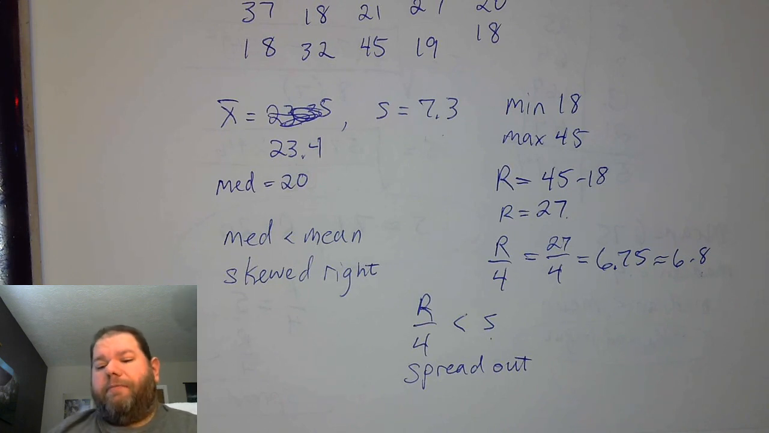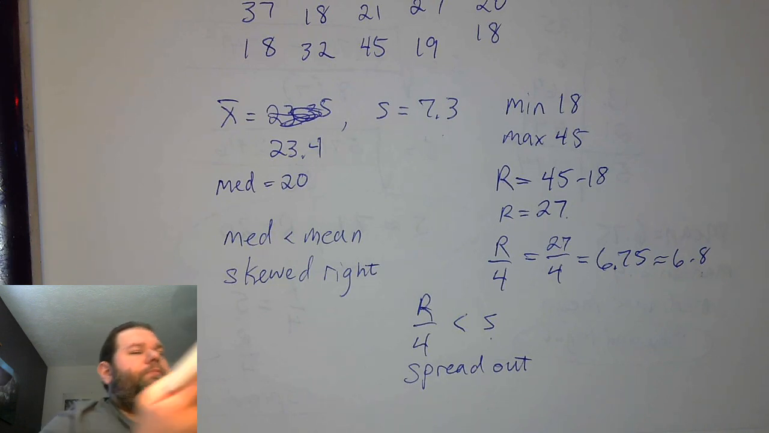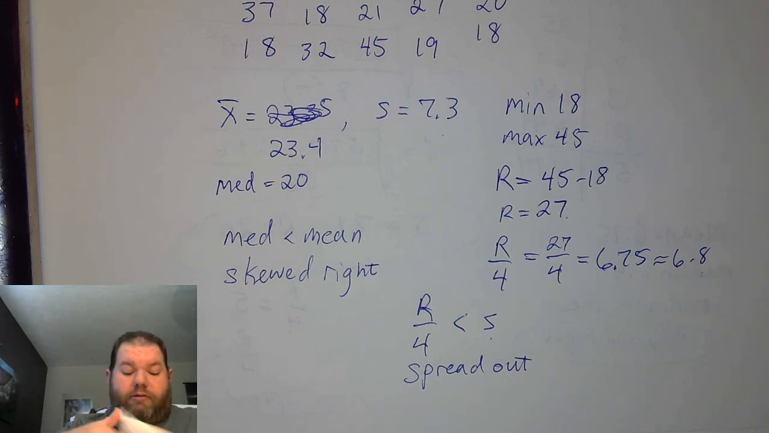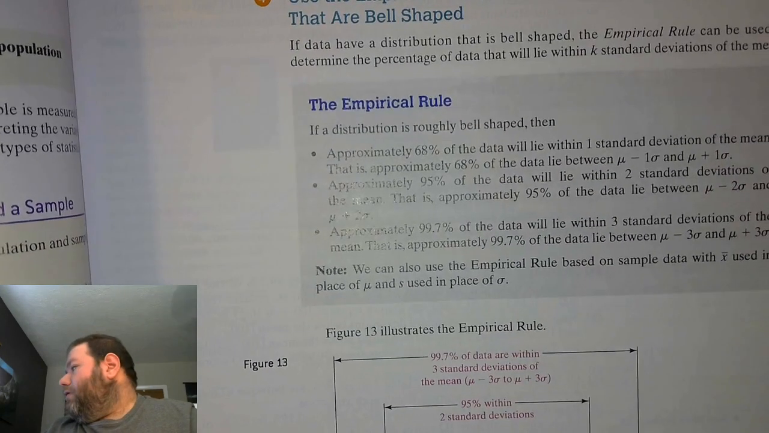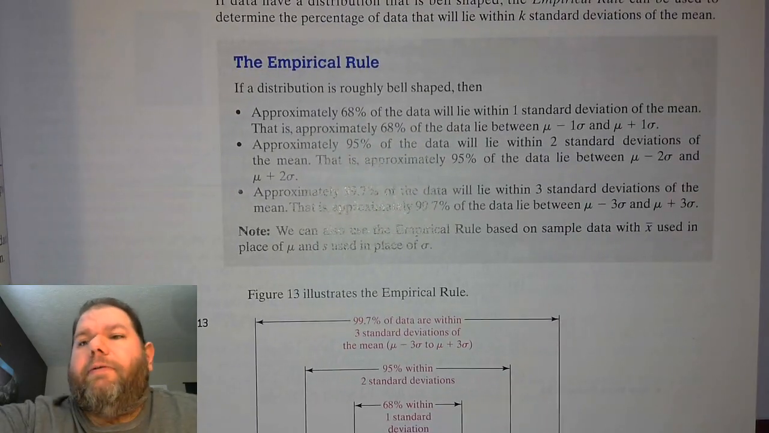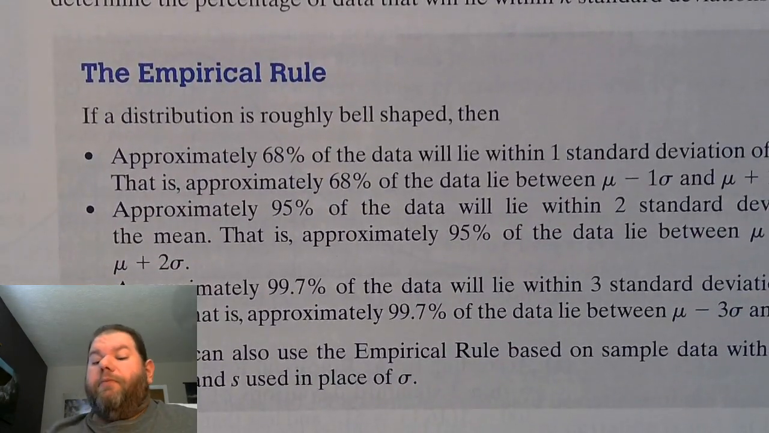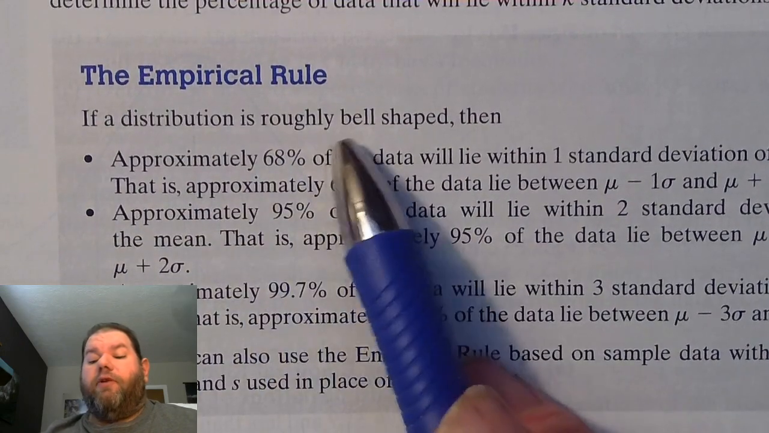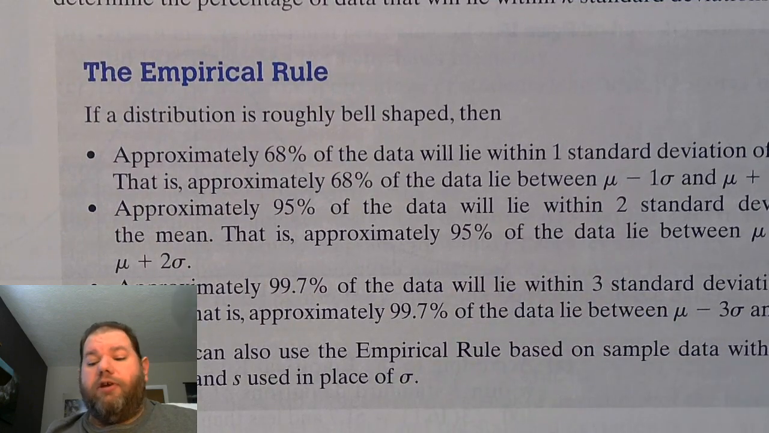All right. The other thing that we want to talk about in this section is what we call the empirical rule. And the empirical rule talks about bell-shaped distributions. And so the empirical rule says if a distribution is roughly bell-shaped, and again, that's what we said normal would be. If we have like a normal distribution, it's called bell-shaped.